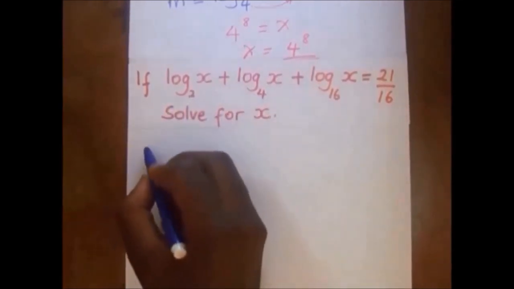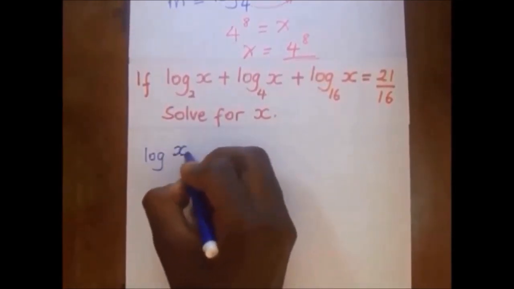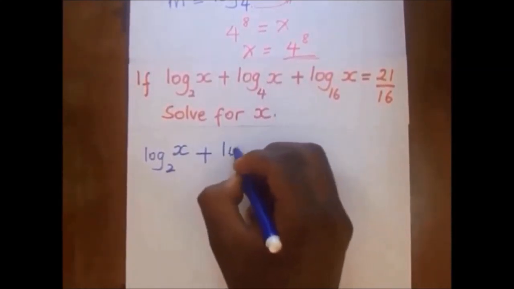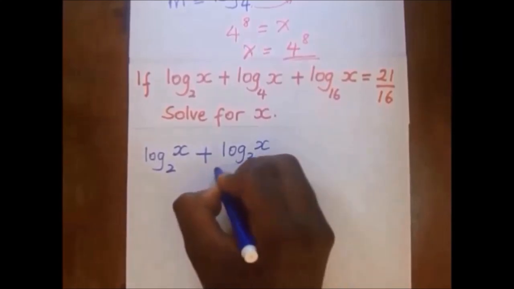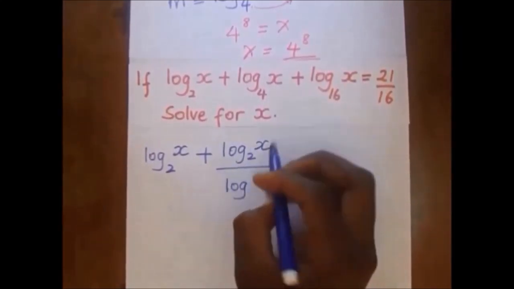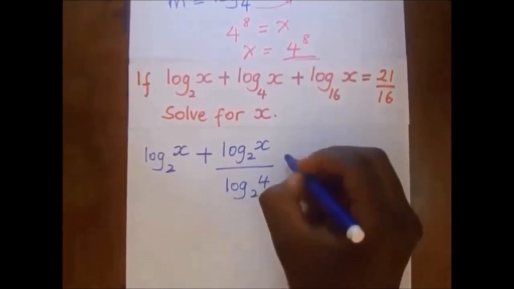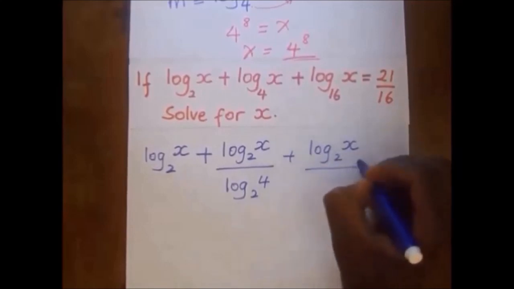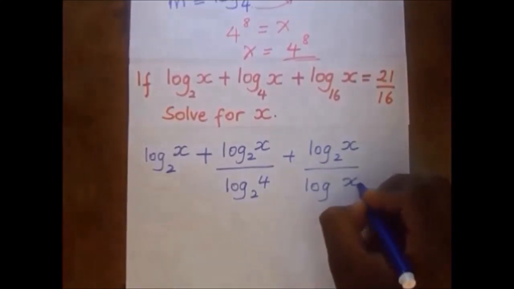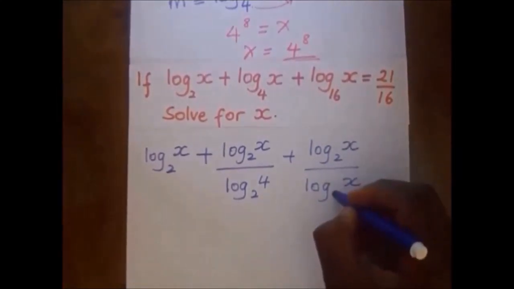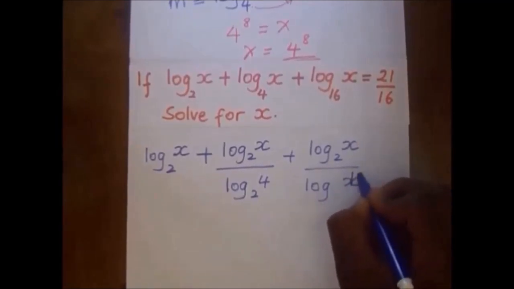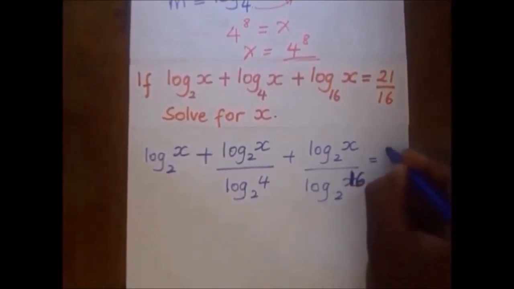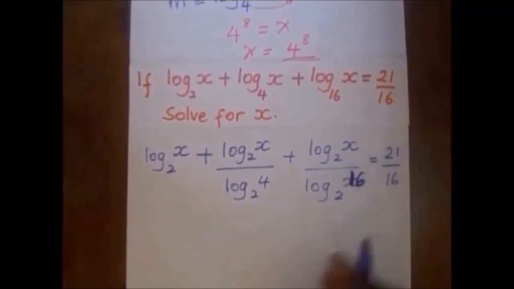So in this case, it's going to become the logarithm of x base 2 plus, convert this to base 2, it's going to become the logarithm of x base 2, divide that by the logarithm of 4 base 2 plus the logarithm of x base 2, divide that by the logarithm of 16 base 2. This is giving us 21 over 16.